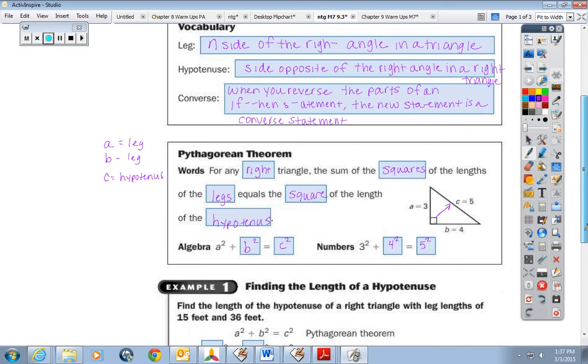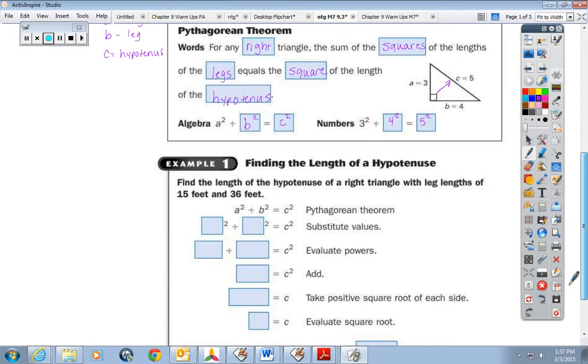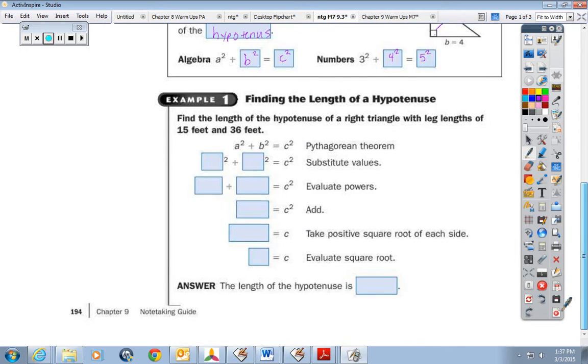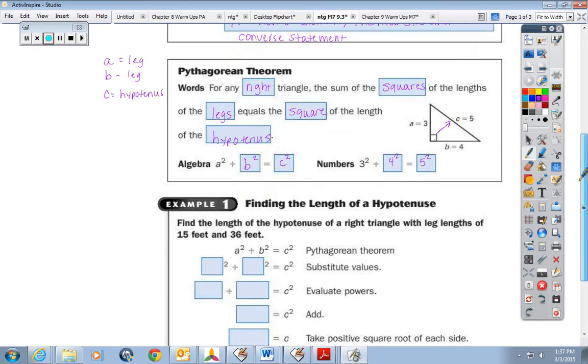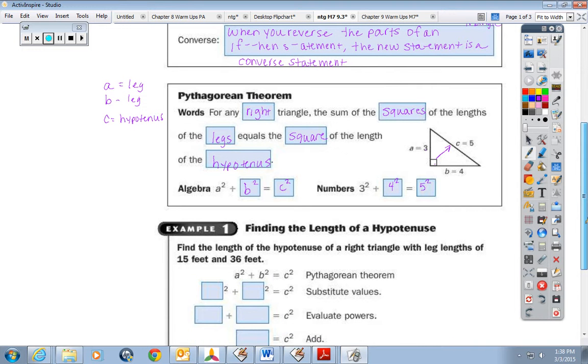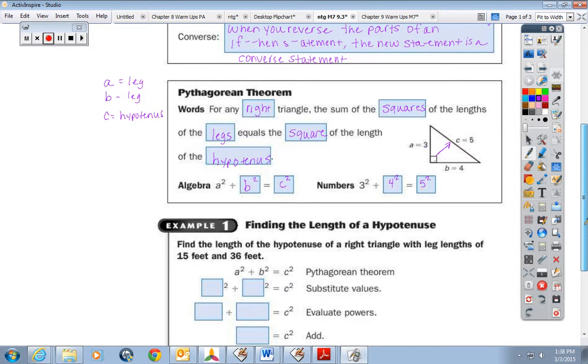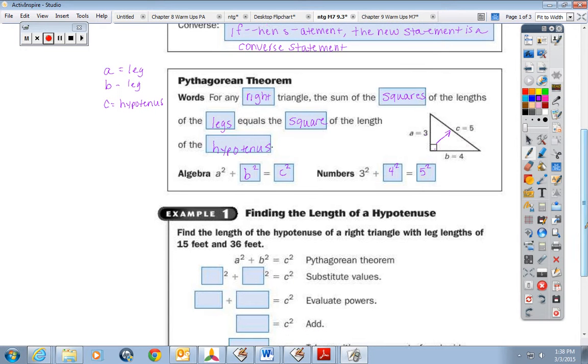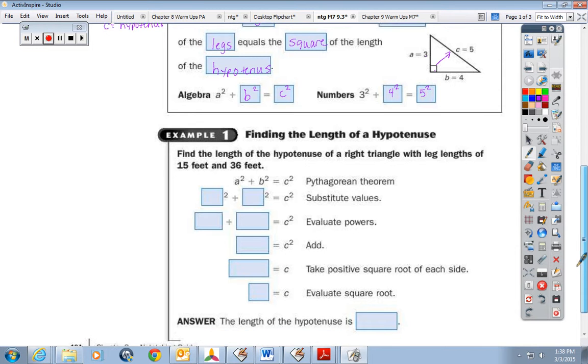So if we scroll down to example 1, it says, find the length of the hypotenuse. Oh, and I wrote up here, A is always a leg, B is a leg, and C is the hypotenuse. Yes? If we use A and B, is there anything we're supposed to add to it? No, they're just supposed to equal each other. It's an equation, so what's on the left is supposed to equal what's on the right.